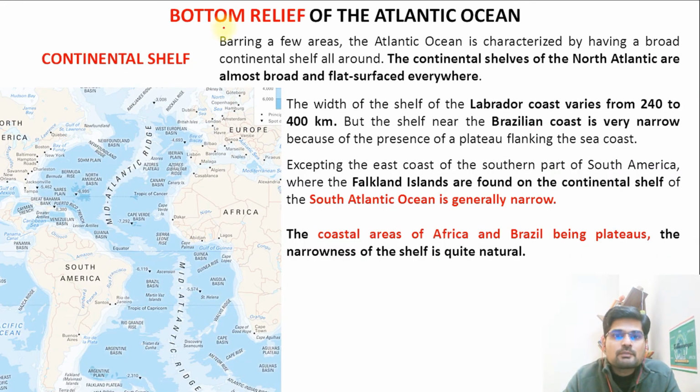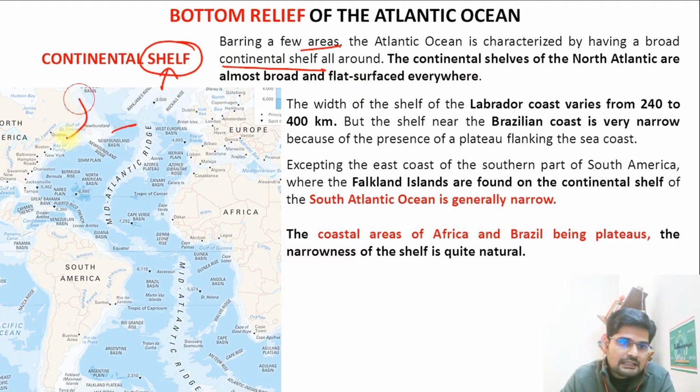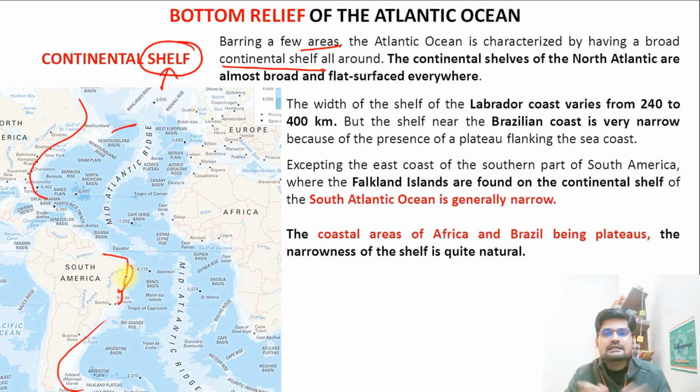Then going to the bottom relief of the Atlantic Ocean, the first feature, as we have already learned in the previous lecture, is the continental shelf. So let's understand the continental shelf of this particular ocean, right? Barring a few areas, the Atlantic is largely characterized by a broad continental shelf. Remember, the entire area has a broad continental shelf from north to south. Some areas do not have it because those are plateau margins in certain parts. So they don't have a shelf area, but largely it has a greater shelf area.